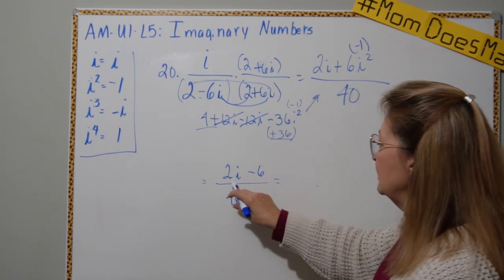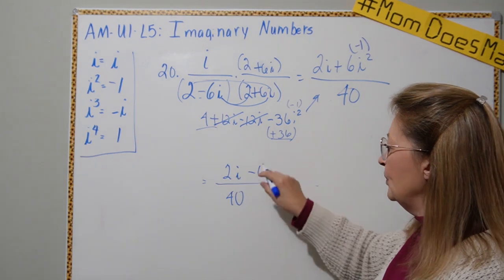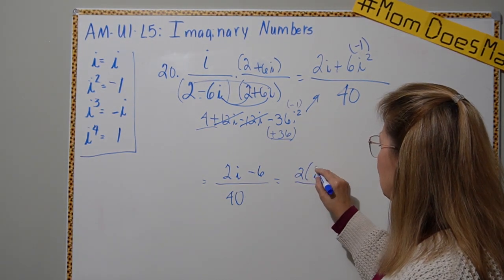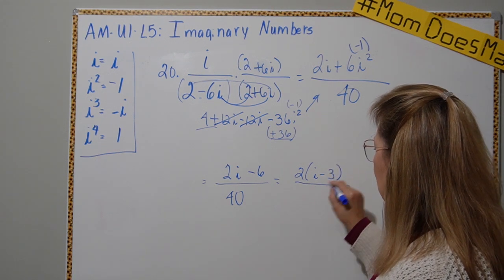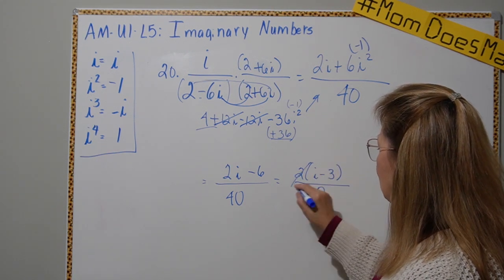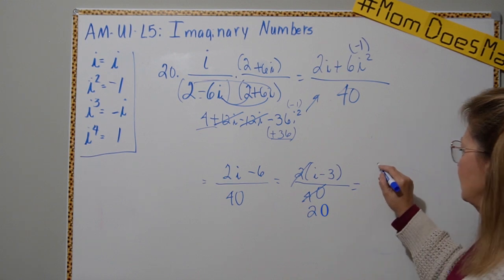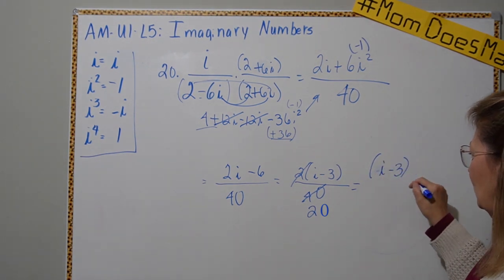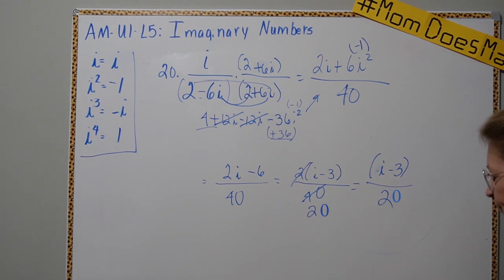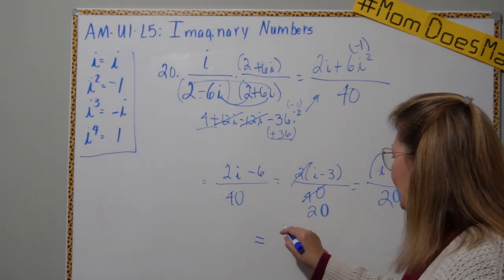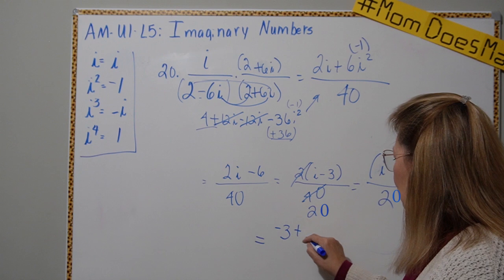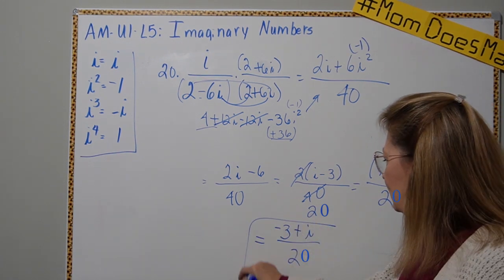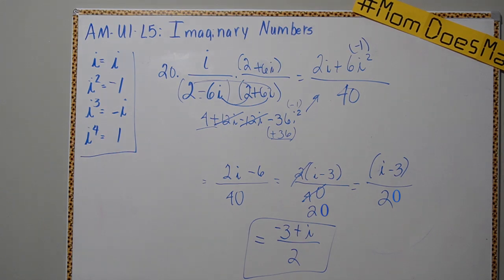And once again, you notice that 2 will go into all three of these terms, so we can reduce. I'm going to factor 2 out of this and get i minus 3 over 40. All right, the 2 will go into 40 with 20, so now I have i minus 3 in my numerator over 20. And as a best practice, we want to rewrite that numerator with the i at the end. So that's going to be your final answer there.